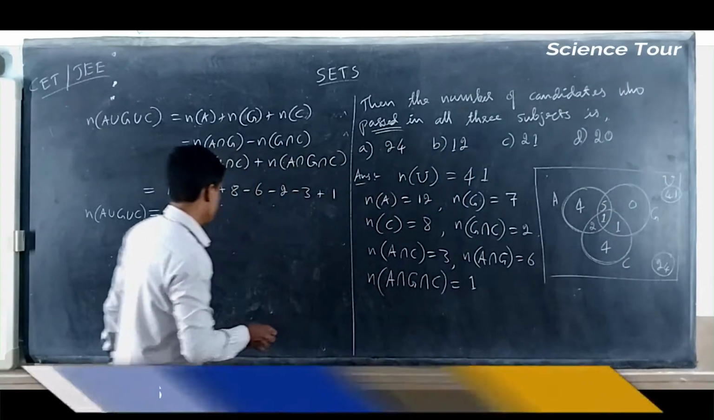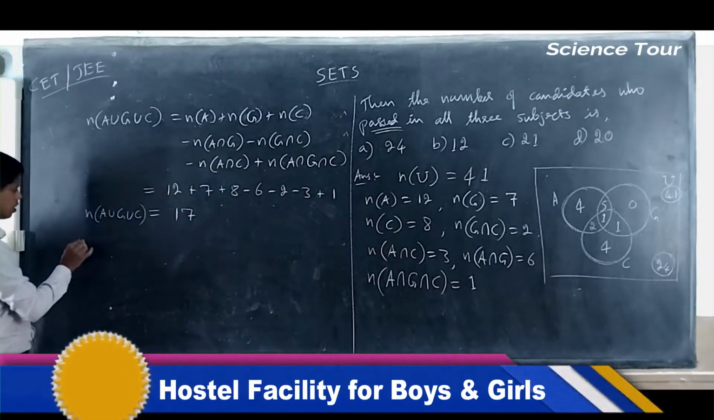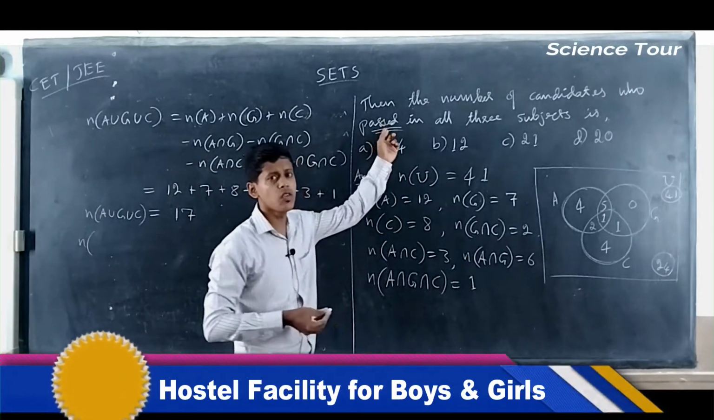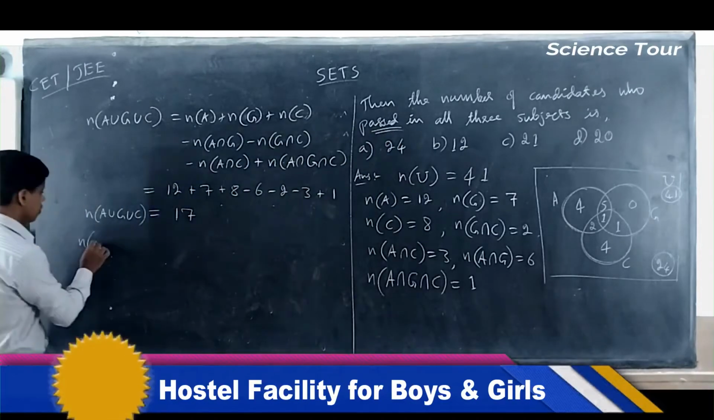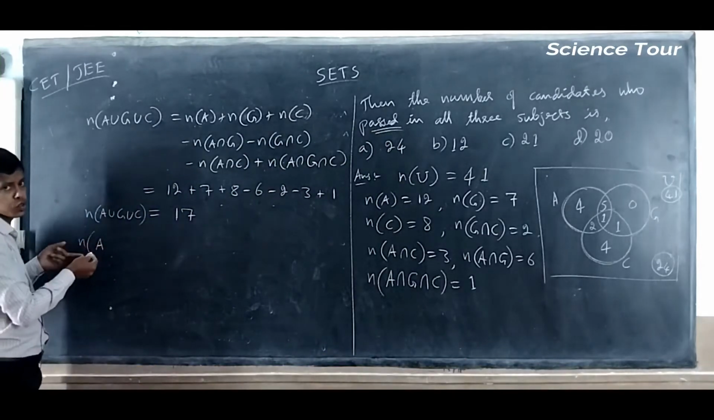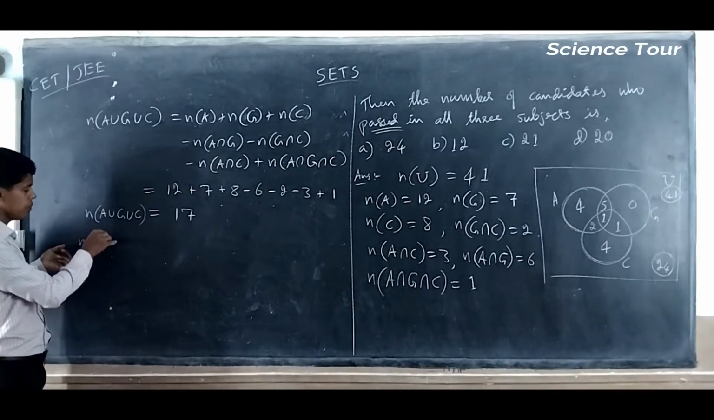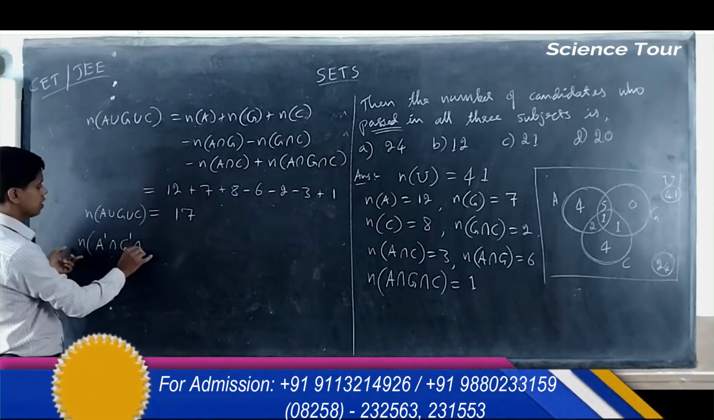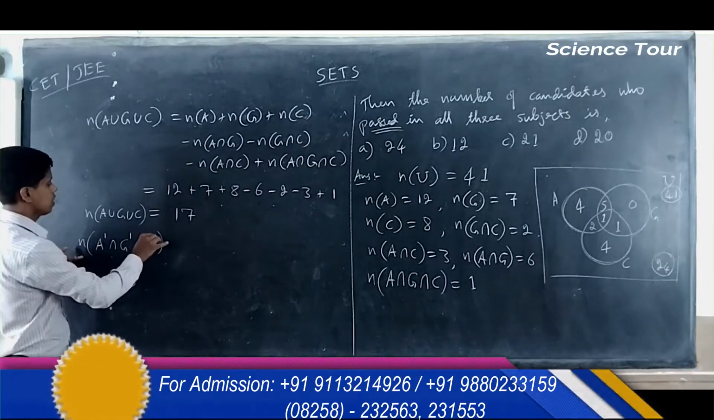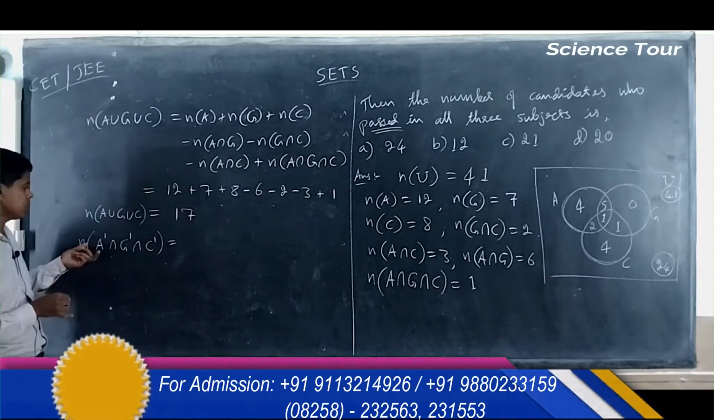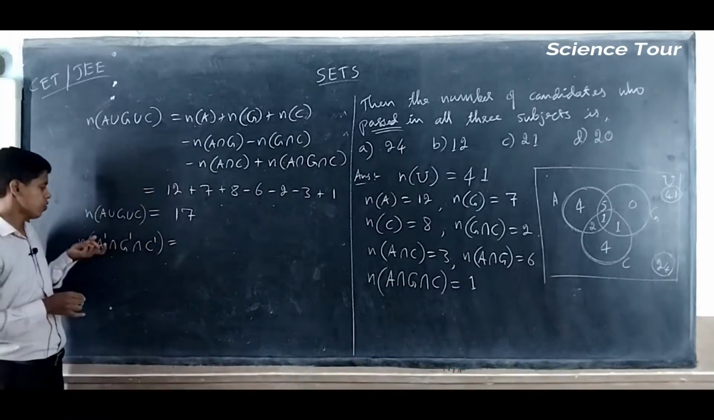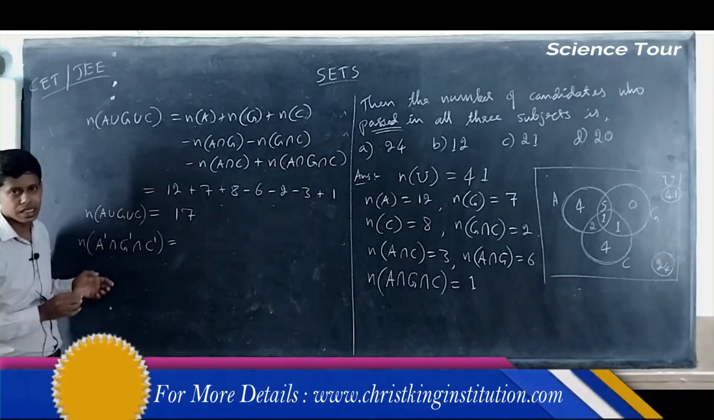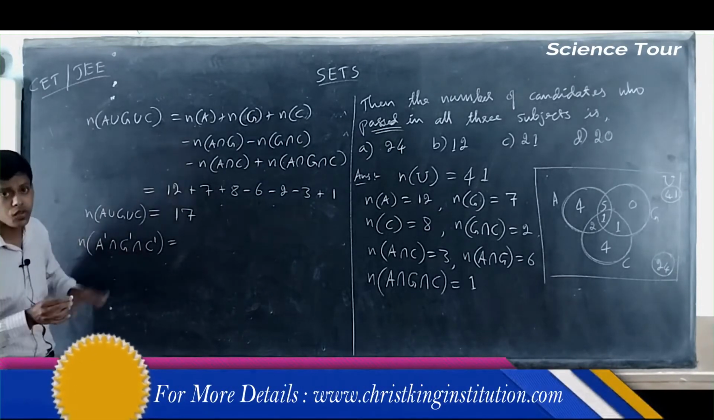Now if you need the number of students who passed in all the subjects, the opposite of failed, that means we have to find the number of students who did not fail in algebra and did not fail in geometry and did not fail in calculus. That means they passed in all the three subjects. They did not fail in any one of them, neither A, G nor C. That's what we are asked to find here.